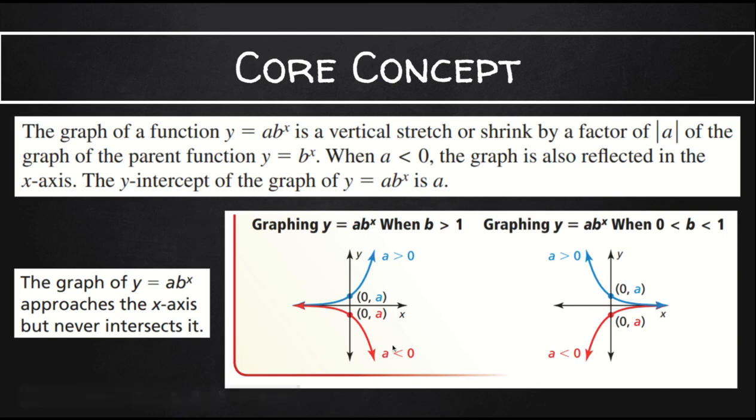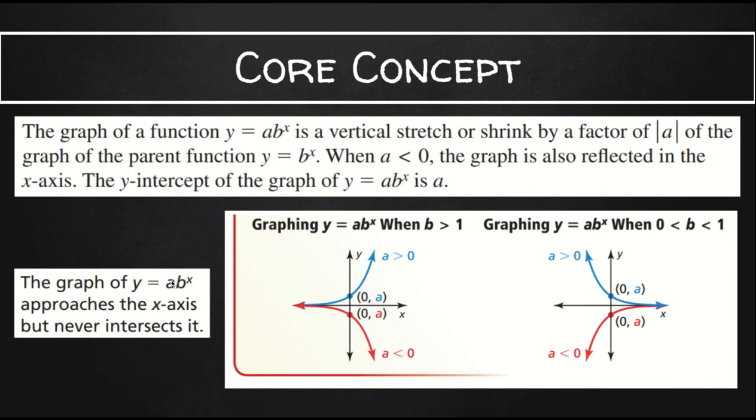Now, when your a is less than 0, meaning your a or your coefficient out here in front is negative, you are going to notice that it is a reflection across the x-axis. And it never is going to be positive. It is always going to be negative, right?